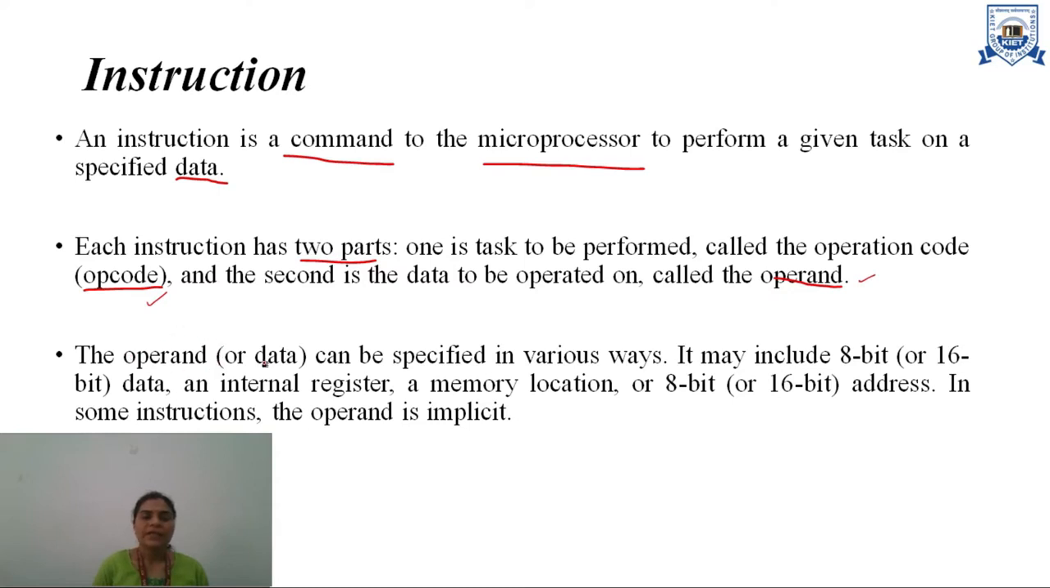Operand, or we can say data, can be specified in various ways. It may include 8-bit data or 16-bit data. Data may be stored in an internal register of the processor, or data may be fetched from a memory location, or data may be given as an 8-bit or 16-bit address. Sometimes the operand is implicit in the opcode of the instruction. So mainly an instruction performs some operation on some data.